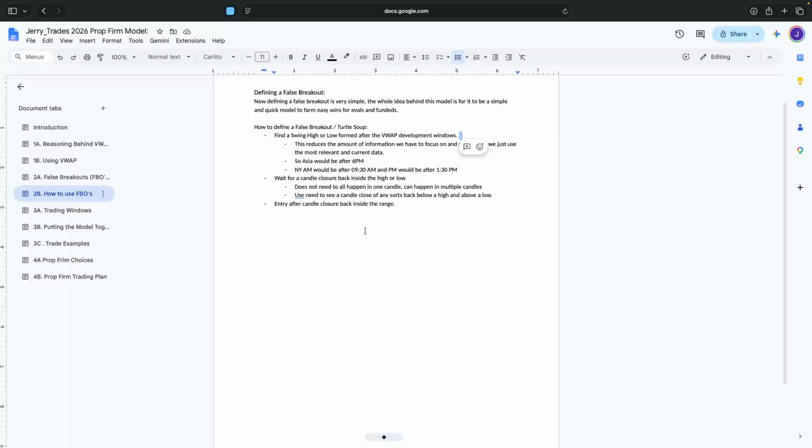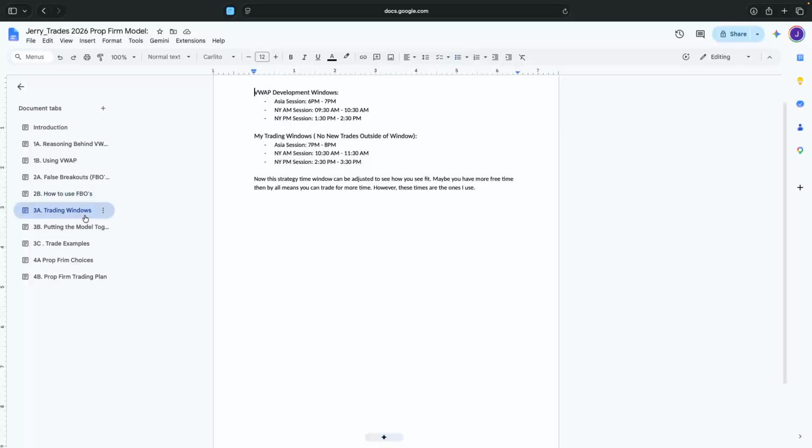It does not have to be a wick. Price can trade through it maybe, and then trade back up through it. All you need is a candle closure back above the range, and then entry after candle closure back inside the range. So very, very simple, and I'll show examples of this.